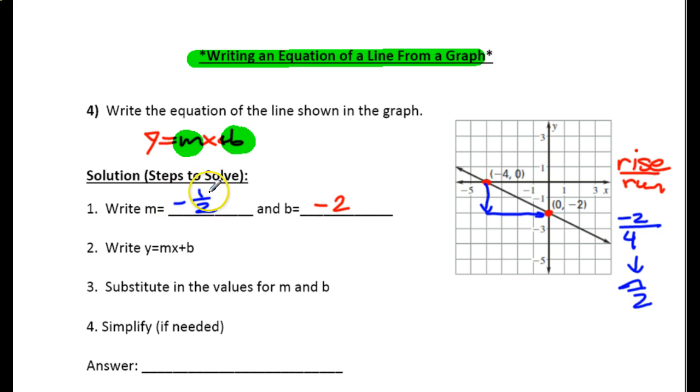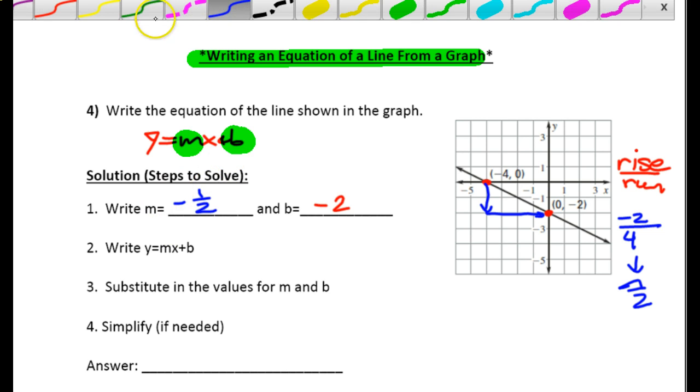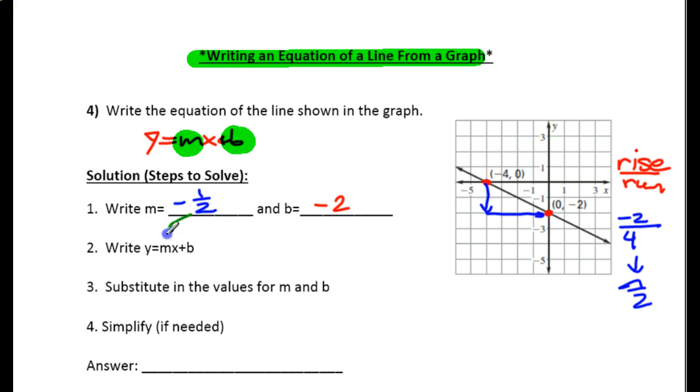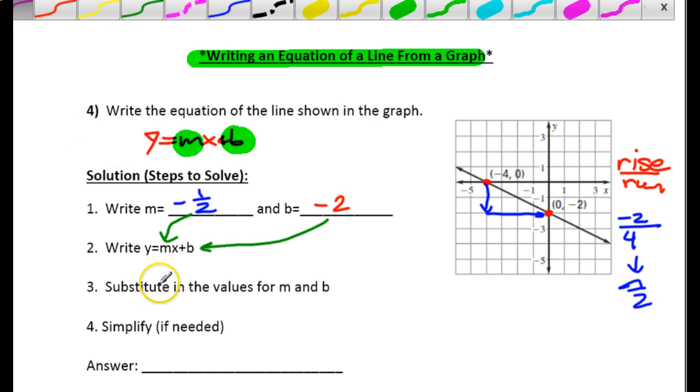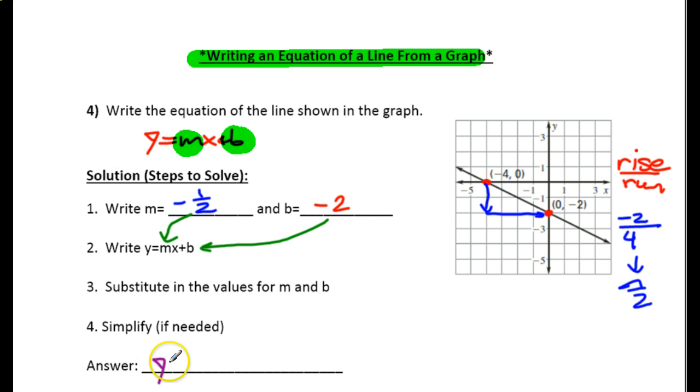Alright, so now we're going to write it in y equals mx plus b form. I'm going to plug this into the slope, which is the m. I'm going to plug this into the y-intercept, which is b. That's all you got to do. So our answer here will be y equals -1/2 x minus 2. And that's the equation of this line.